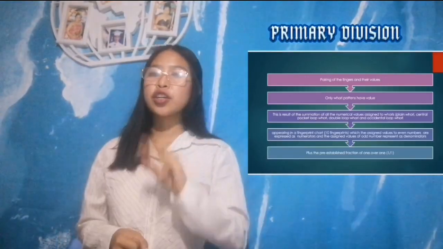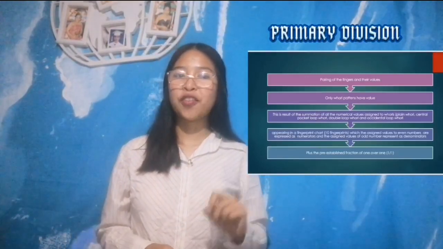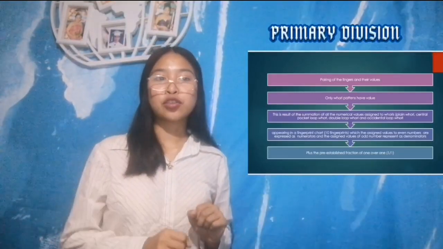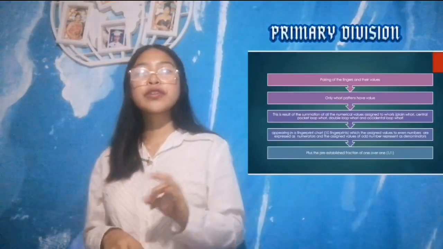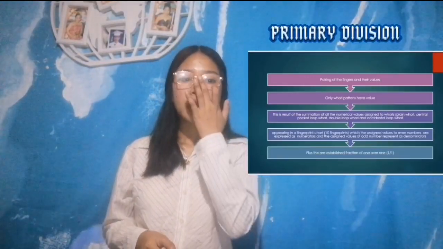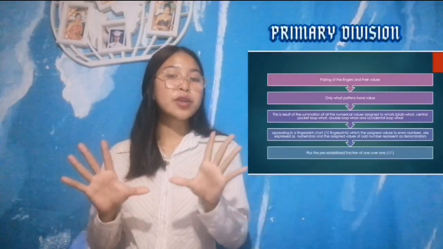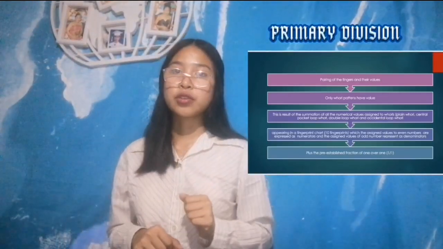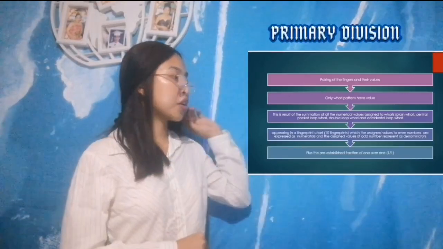In primary division, there are 5 things you must remember. First, you have to memorize the pairing of the fingers and their values. Second, only whorl patterns have value. Third, the primary division is the summation of all numerical values that are assigned to whorl patterns. Fourth, there are 10 fingerprints in which the assigned values to even numbers are expressed as numerators, and the assigned values of odd numbers are represented as the denominator.